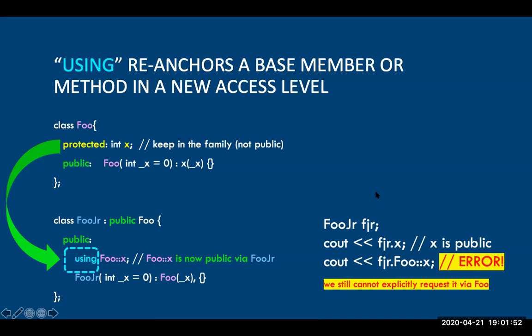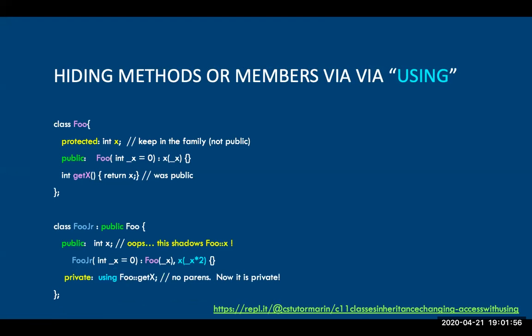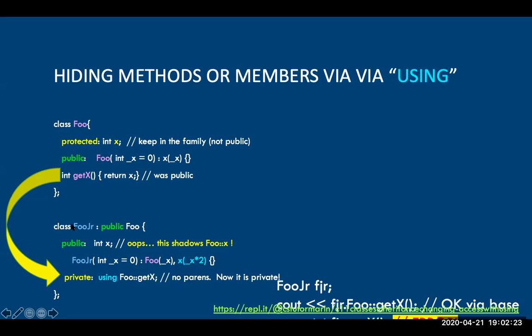Now I think the opposite is also possible, right? So we can, in the private area down here, apologies for my very compacted syntax, but this would be our private keyword that we're very familiar with. I've just moved it to the bottom. And I have using Foo::getX. So I'm basically saying, hey, what was public up here, getX, I am now re-registering as private in the context of any Foo Junior instance, right? So I've moved it to the private area.